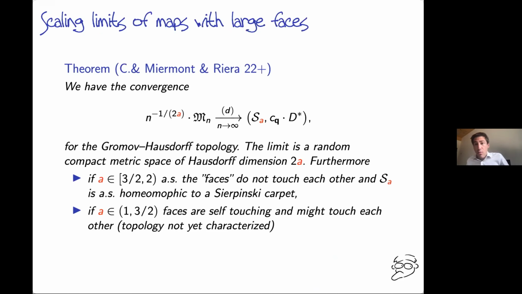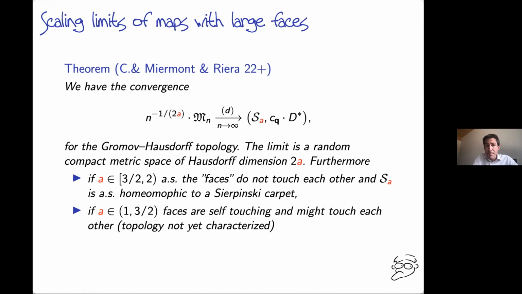So here is the theorem. We are completing the results of Grégory and Jean-François, and we prove convergence of those maps seen as metric spaces, as usual, rescaled by the factor which has been discovered by Jean-François and Grégory, the order of magnitude of the diameter, which is n to the 1 over 2a. And we have a scaling limit here.